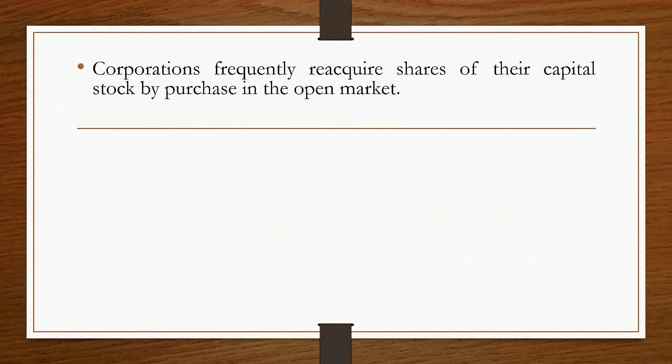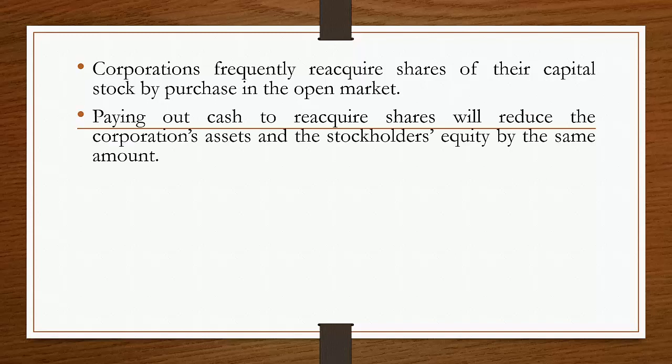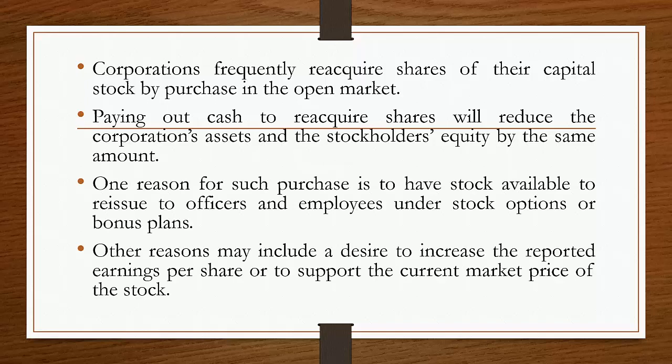Corporations frequently reacquire shares of their capital stock by purchase in the open market. Paying out cash to reacquire shares will reduce the corporation's assets and the stockholders' equity by the same amount. One reason for such purchase is to have stock available to reissue to officers and employees under stock options or bonus plans. Other reasons may include a desire to increase the reported earnings per share or to support the current market price of the stock.